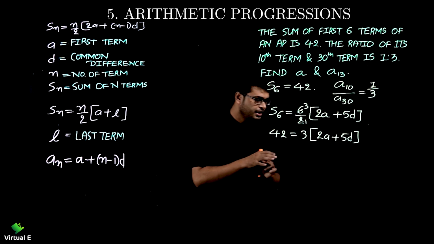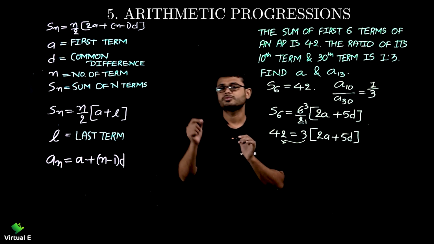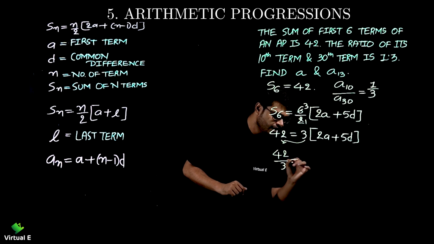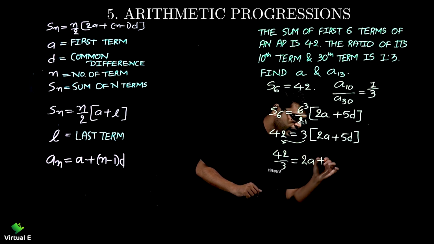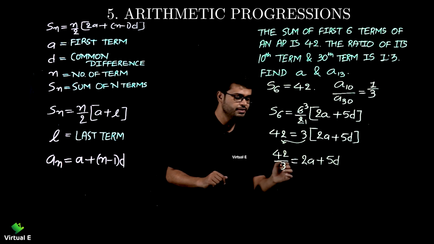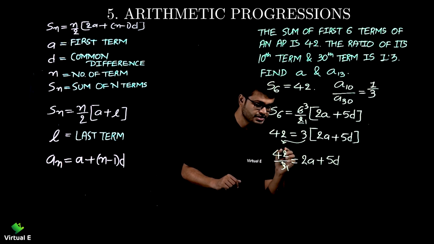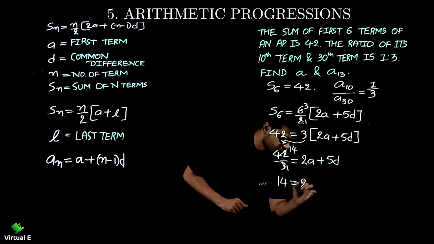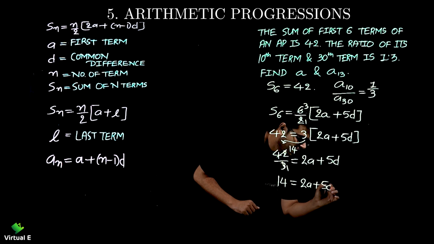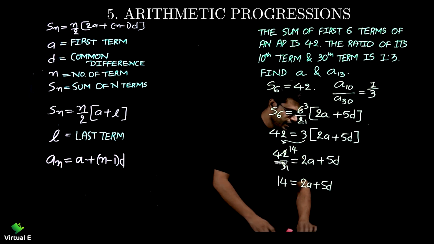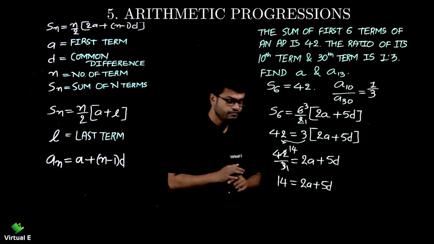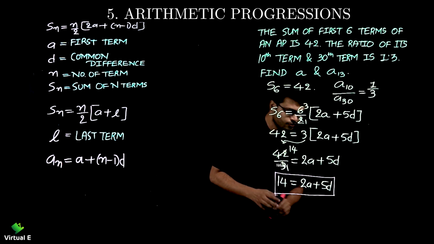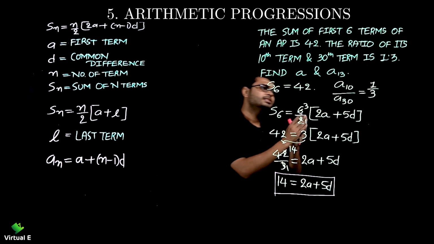Algebra, remember it. Now 3 I will be taking into the denominator. So 42 divided by 3 is equal to here only 2a plus 5d. Simple. 3 14s are 42. So I can write 14 is equal to 2a plus 5d. I told you that if we take the first condition, we'll get some equation, right? So this is my first equation, and we are also going to get the second equation from the second condition.